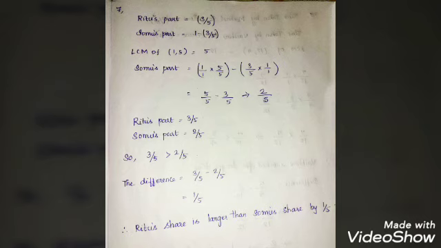First, Ritu's part is 3/5. How do we find Somu's part? Suppose you have 10 chocolates totally. You have eaten 2 chocolates. So what is the remaining? 10 minus 2 will give you 8. The same thing here. Somu's part is the whole apple, 1 minus Ritu's part 3/5.